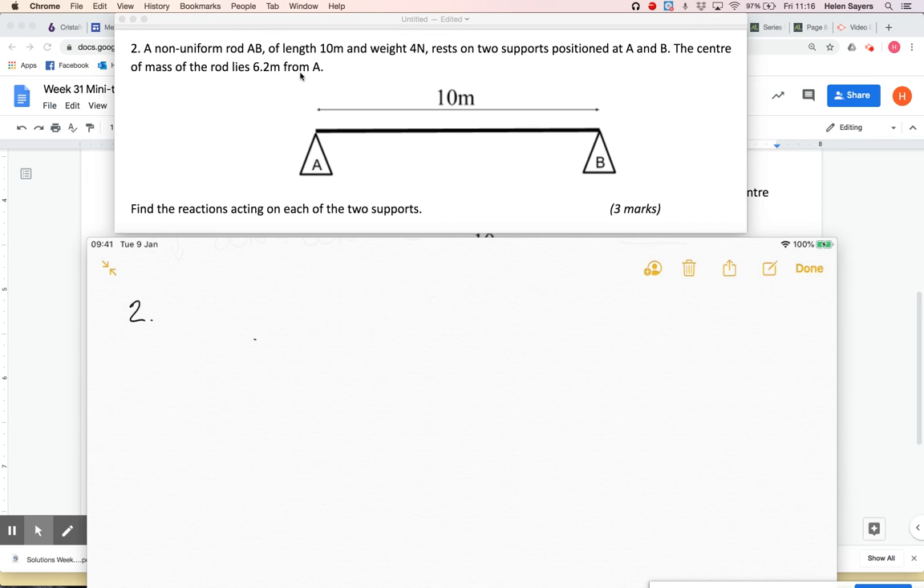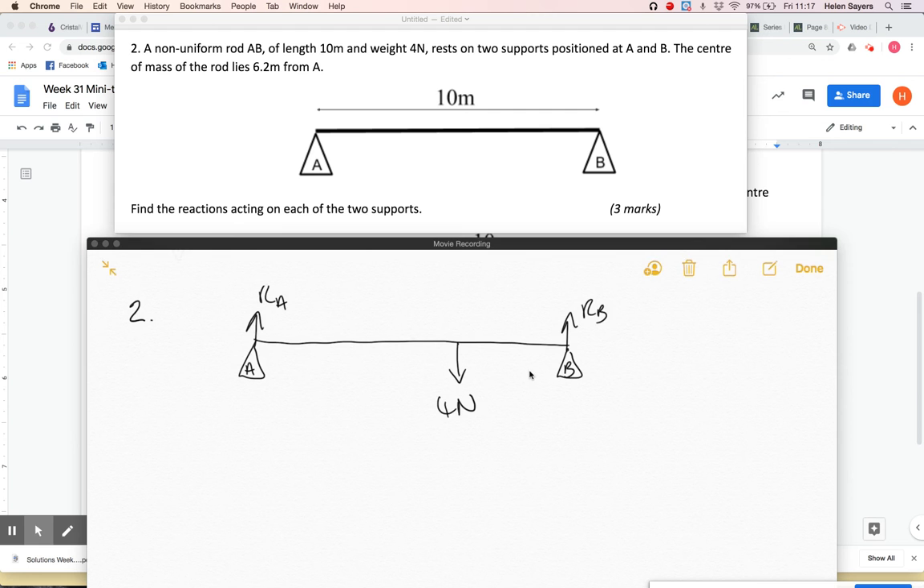So let's sketch that out. I've got the supports at either end and the centre of mass is just a bit over halfway along from A, and the weight of the rod, they give me the weight rather than the mass, is 4 newtons. So there's going to be a reaction at A and a reaction at B, and they're not adding any extra weights on, so those are the only forces acting on it. I need the reactions on each of the two supports.